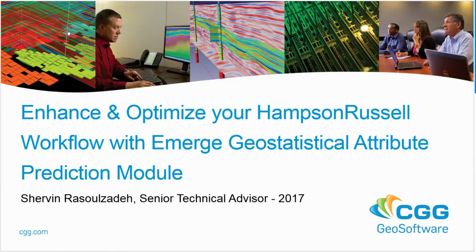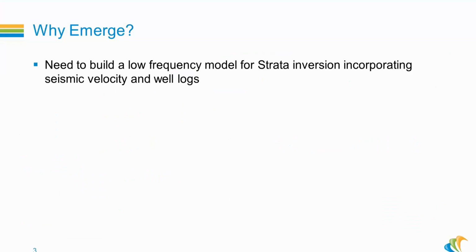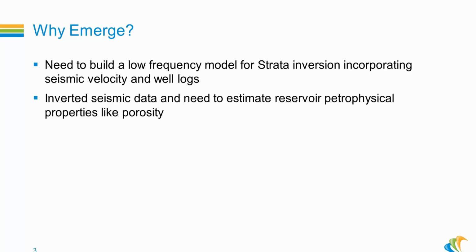So why use Emerge? Because sometimes we need to build a low frequency model for Strata inversion incorporating seismic velocity and well logs. In this case, seismic velocity will be guiding interpolations of the logs within the model. Or we have inverted seismic data and need to estimate reservoir petrophysical properties like porosity, water saturation, Vshale, or gamma ray volume, or in theory, any other attribute that we would like to estimate from inversion results. Estimation can be done using simple regressions, but the estimation can also be enhanced using multiple attributes or enhance the resolution combining multiple attributes and neural networks. This can be done using Emerge.